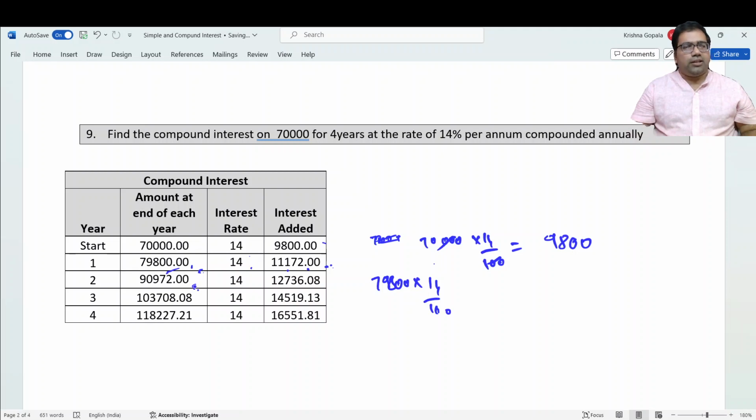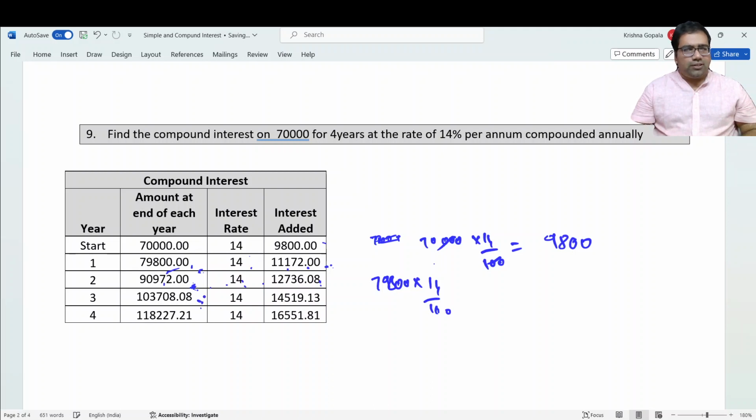Now again for the third year, what do they have to pay? Again 14 percent on this one. That is 0.14 into 90,972, which will become 12,736. Right. This they have to add. So this plus this will become this. Now at the end of the third year, this is the amount.